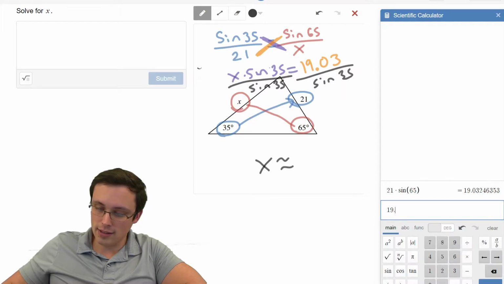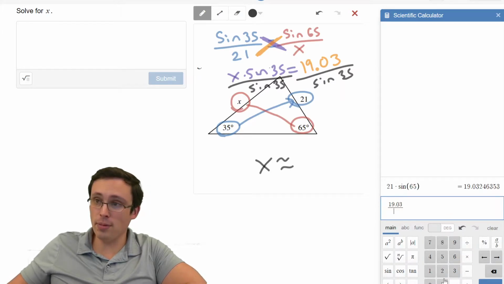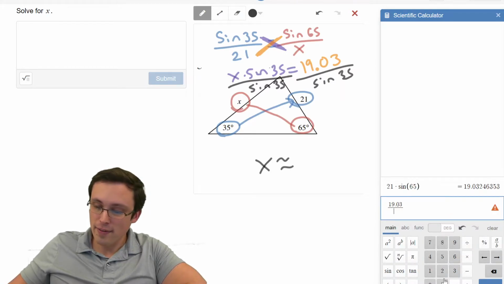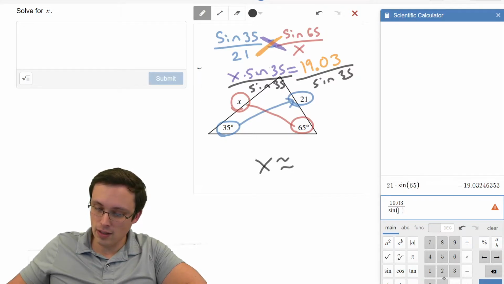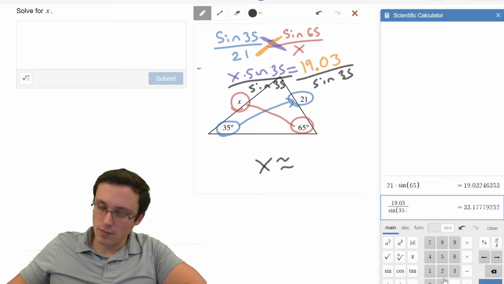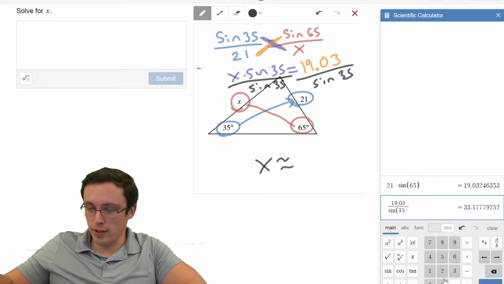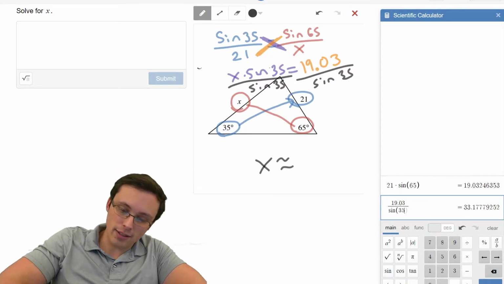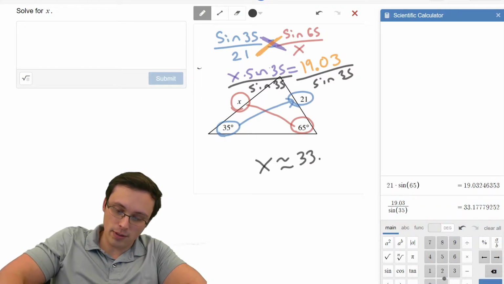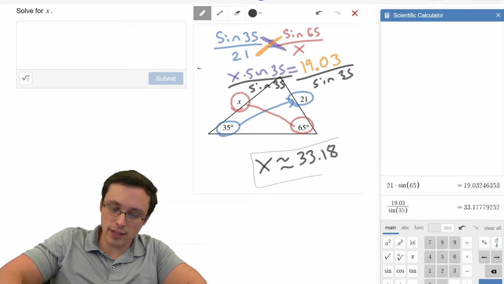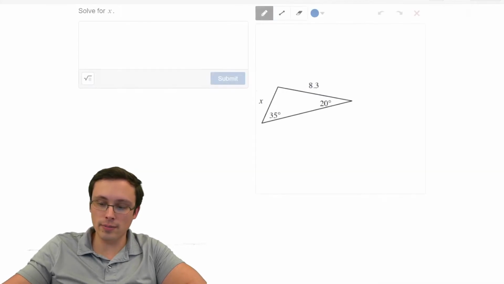Oops, sorry, this thing's in tablet mode, so that's going to keep popping up. Hopefully that's not too annoying. 19.03 divided by sine 35, and that's about 33.18, I'll call it. I'm just rounding up. 33.18. Close enough. There we go. On to the next one.